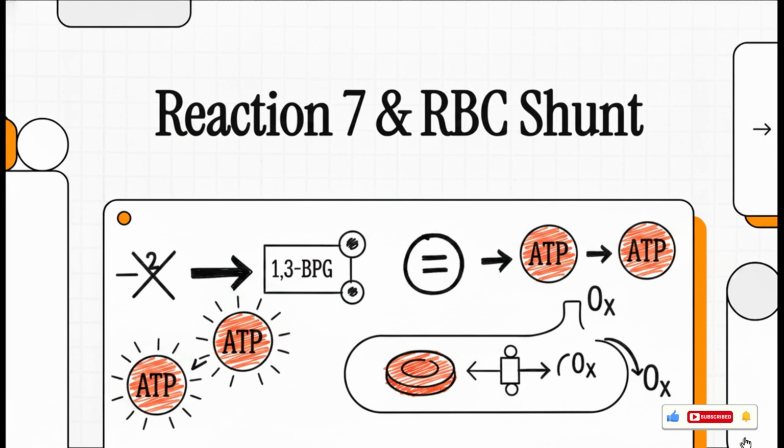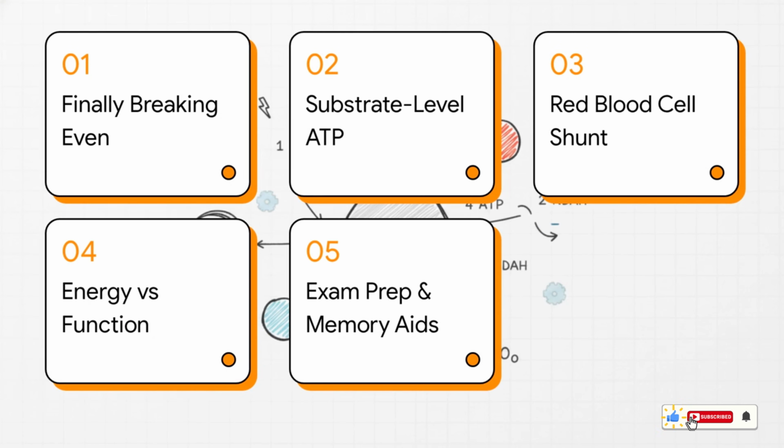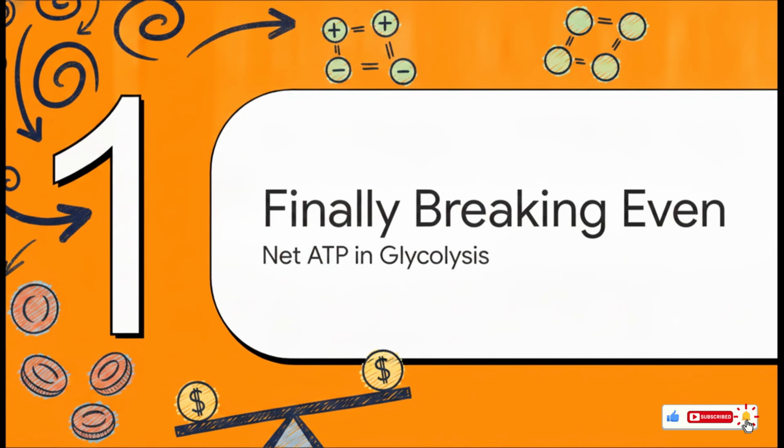Let's get into the first real energy harvest. Here is the roadmap for our explainer today. First, finally breaking even. Second, substrate-level phosphorylation. Third, the red blood cell side mission. Fourth, trading energy for function. And fifth, exam prep and memory aids. Let's jump in. Section 1.